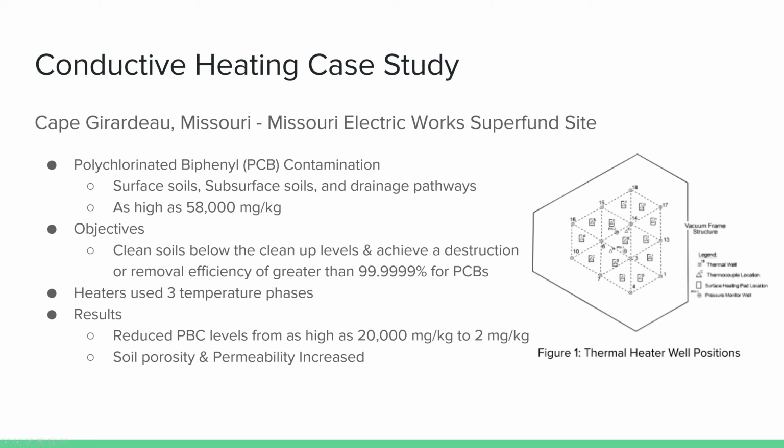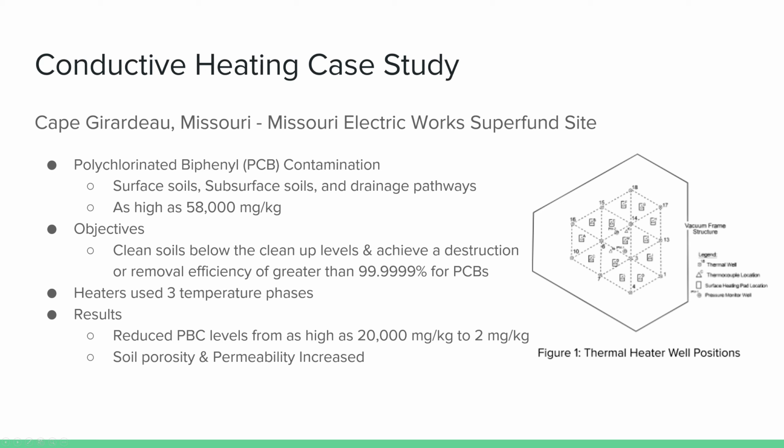per kilogram. The contamination was found in the surface soils, subsurface soils, and drainage pathways. The PCBs were found at depths up to 10 feet, with the highest concentrations found from 0 to 4 feet deep. Thermal heaters were set up in a triangular pattern as shown in Figure 1. Heaters and vacuums were used to extract and collect the PCB vapors so they could be sent for further processing. There were 3 phases of the process. The first was where the soil temperature rose to the boiling point of water.